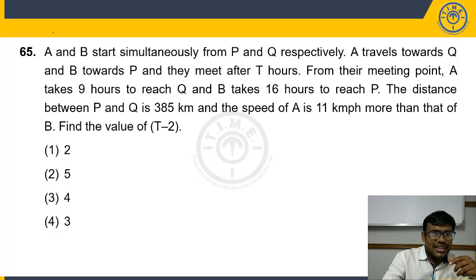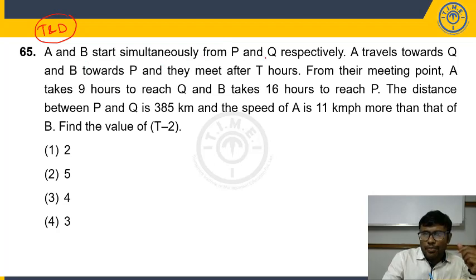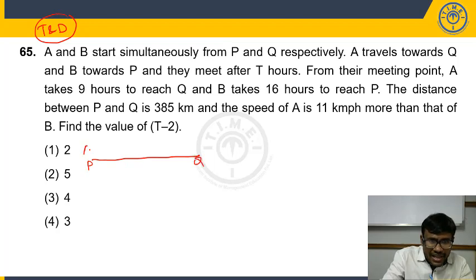Okay, it's a time and distance question. A and B start simultaneously from P and Q respectively. A travels towards Q and B travels towards P, and they meet after T hours. Okay, now what is happening is A and B start from two places, P and Q. From P, A is starting. From Q, B is starting. After meeting at a particular point, so this is their meeting point.